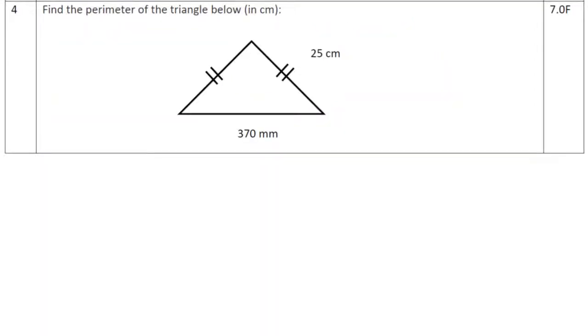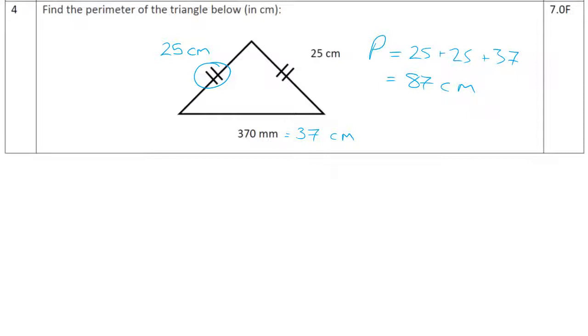Okay, find the perimeter of the triangle below in centimeters. Now, this was relatively well done, because the first thing you've got to recognize is what these symbols mean. These are telling us that it is the same side length, so we've got 25 on both sides there, and this is 37 centimeters, so we've got to make sure that our units are all the same. Then the perimeter is just the sum of those numbers, so 25 plus 25 plus 37, and we end up with 87 centimeters, or 870 millimeters if you wanted to use those units, except that's not what I was looking for.